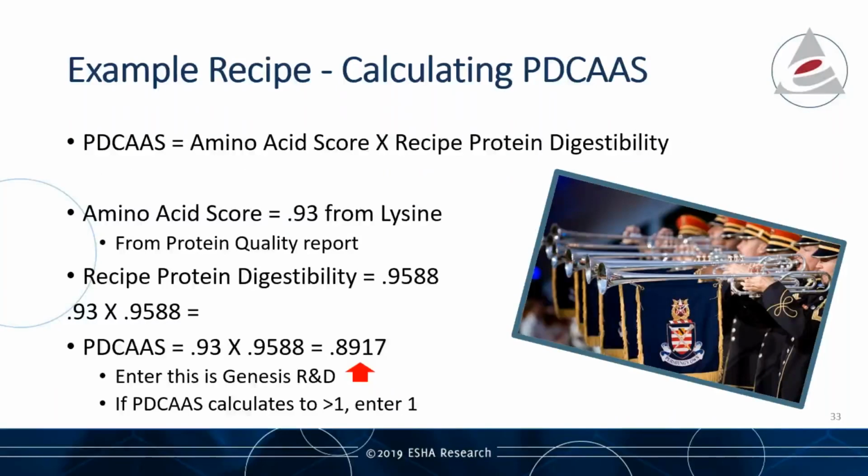And finally, we've arrived at our PDCAAS. So I multiply the amino acid score of 0.93 by the recipe protein digestibility of 0.9588 to get a PDCAAS of 0.8917. And I would enter this value in Genesis. And note here that if your PDCAAS calculates to greater than 1, that's where you would just enter it as 1. And that is specifically detailed out in the CFR.